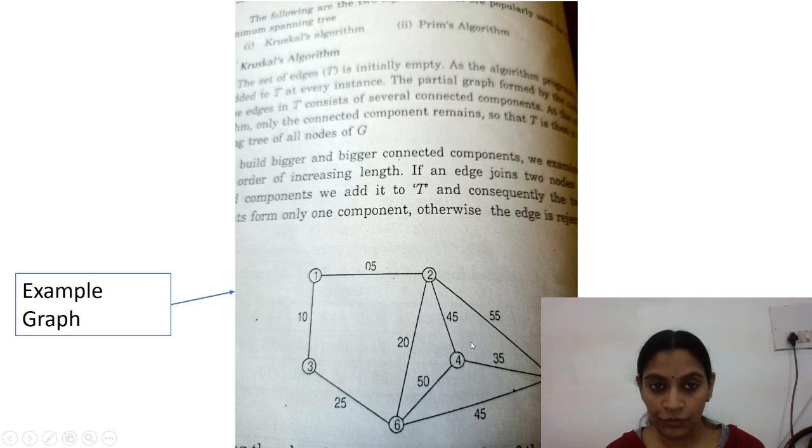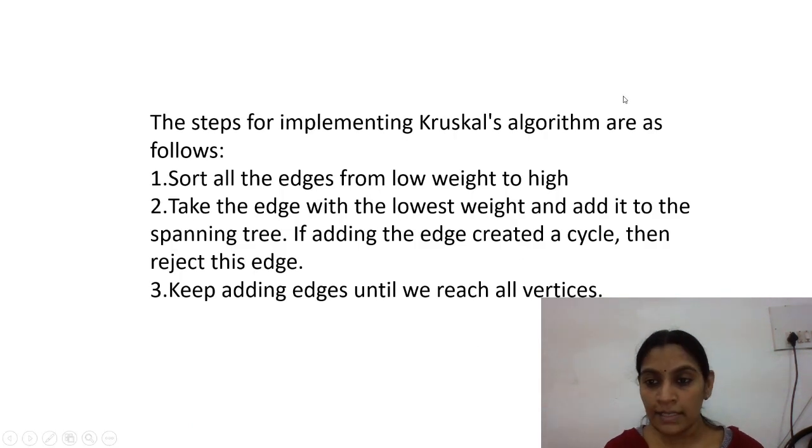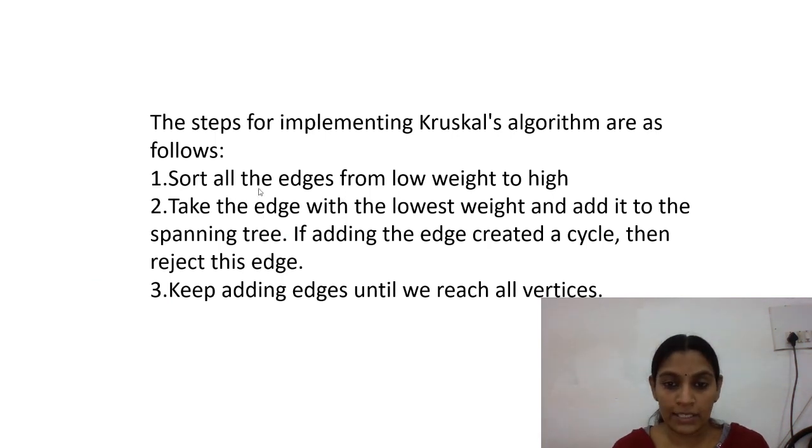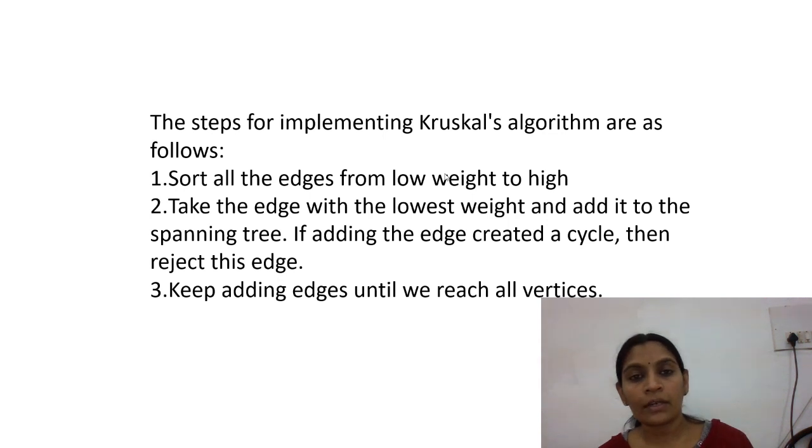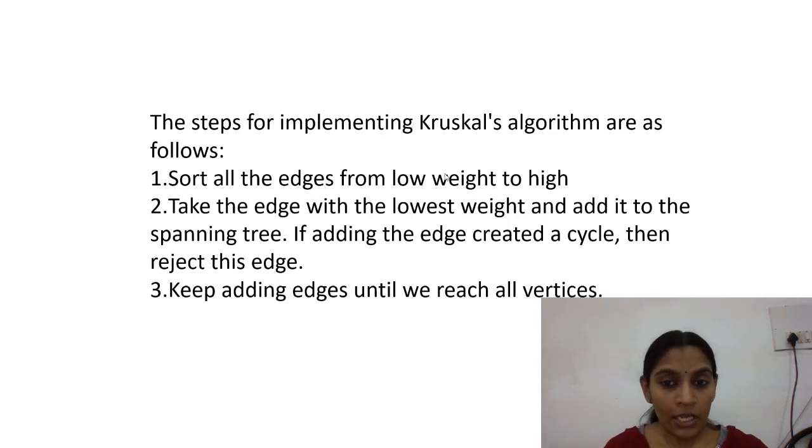This is the example graph which we are going to take, and these are the steps that we are going to execute. What is the first step? It is to sort all the edges from low weight to high. So these are Kruskal's algorithm steps. You should not confuse the greedy method, Kruskal's algorithm, Prim's algorithm, and all those. Kruskal's method is one specific algorithm for finding the minimum cost spanning tree. The greedy method is an algorithm design technique, where we can design any algorithm using the greedy method. Here, in Kruskal's algorithm, we input a weighted graph and find the minimum cost spanning tree.